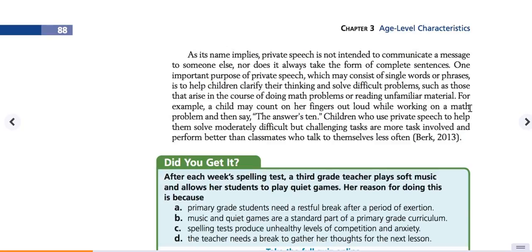One important purpose of private speech, which may consist of single words or phrases, is to help children clarify their thinking and solve difficult problems, such as those that arise in the course of doing math problems or reading unfamiliar material. For example, the child may count on her fingers out loud while working on a math problem and then say, "The answer's 10." Children who use private speech to help them solve moderately difficult but challenging tasks are more task involved and perform better than classmates who talk to themselves less often.